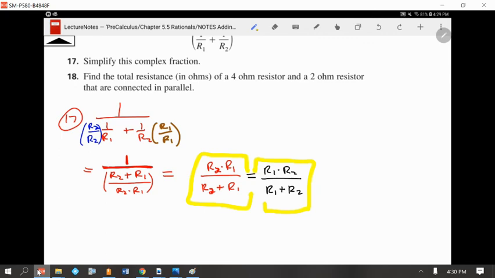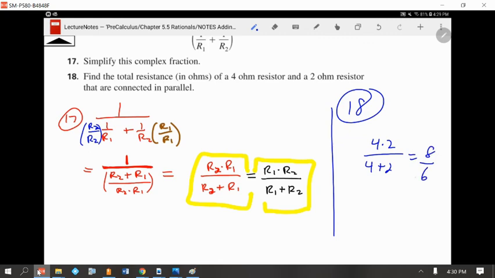Then number 18 says, find the total resistance in ohms if you have a 4 ohm resistor and a 2 ohm resistor. So might as well knock this out and be done. On 18, what is 4 times 2? 8. What is 4 plus 2? 6. What is 8 over 6? 4 over 3. Ta-da!